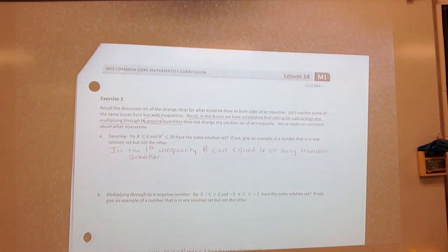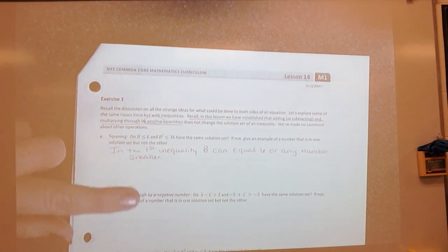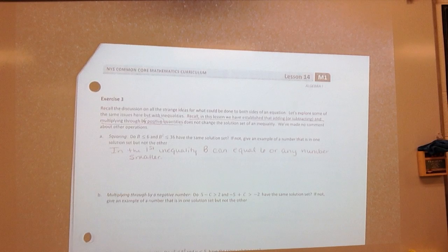Let's look at b squared is less than or equal to 36. Now, when I am doing this, I have to do the square root. And squaring is a little bit different. So if I take the square root of b squared, I get b. If I take the square root of 36, I get negative 6 or positive 6. So the second inequality is a little different.